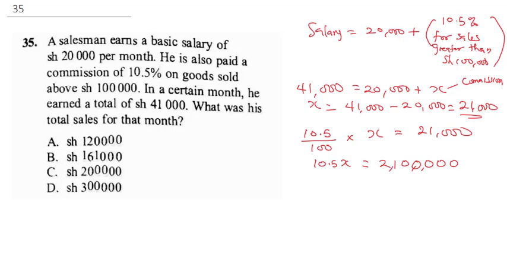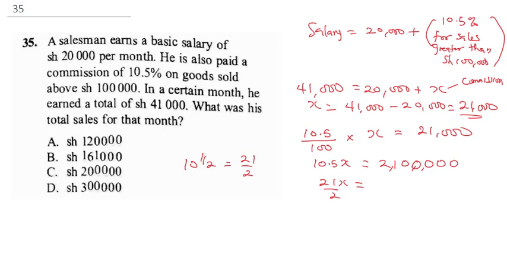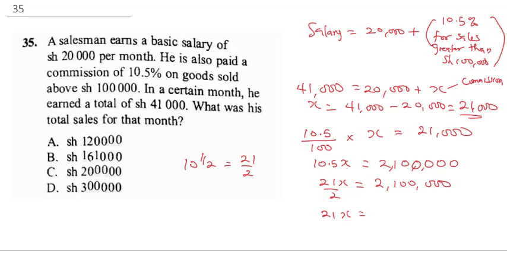Now recall that 10.5 is the same thing as, in fraction, 10 and a half. So this is going to give us what? 21 over 2. So this is 21x over 2 is equal to 2,100,000. So when you cross multiply, this will be 21x is equal to 2 times this, which will be 4,200,000.